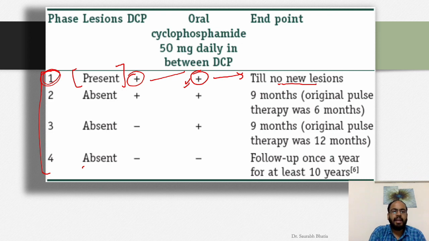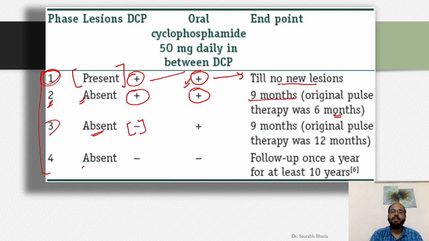Okay. In phase 2, the lesions have stopped coming. DCP is still continued for the next 9 months. Originally, the pulse therapy was for 6 months. It has been extended to 9 months, and oral cyclophosphamide is also continued. In phase 3, the lesions are still absent, but now the DCP is stopped. We don't give monthly DCPs in phase 3, only the oral cyclophosphamide is continued, and this is continued for the next 9 months. Original therapy was for 12 months, it has been reduced to 9 months.